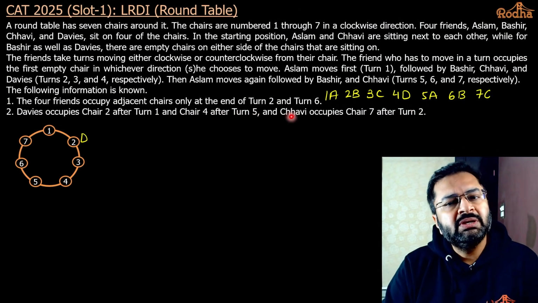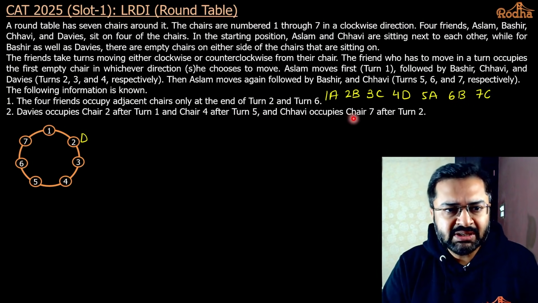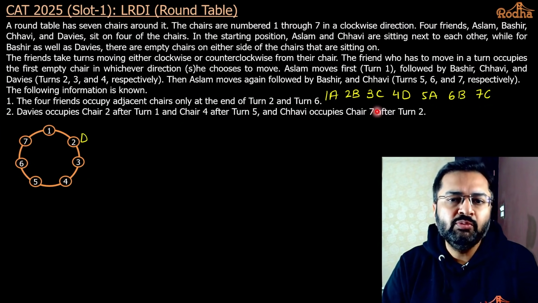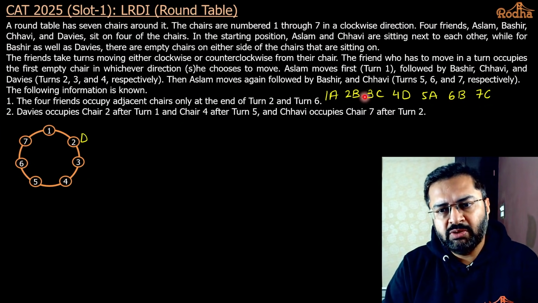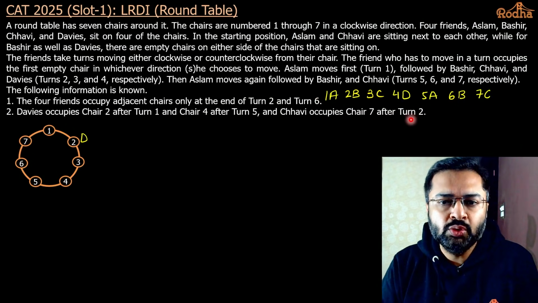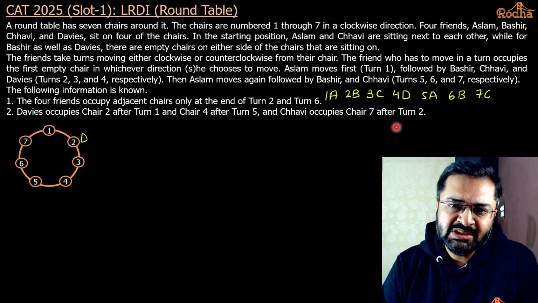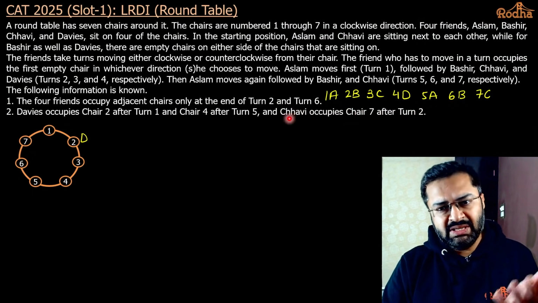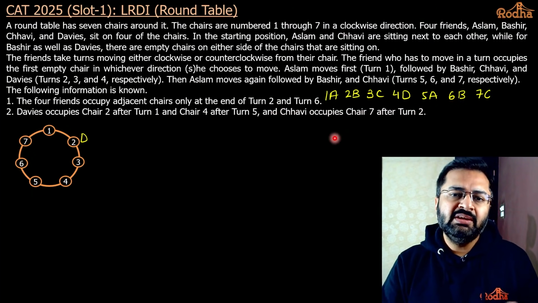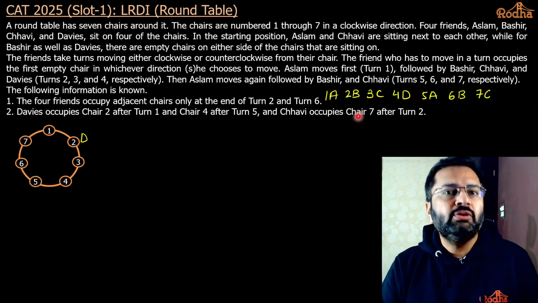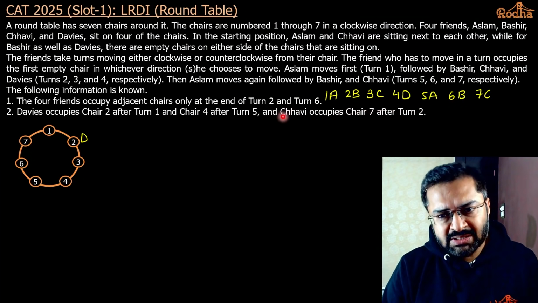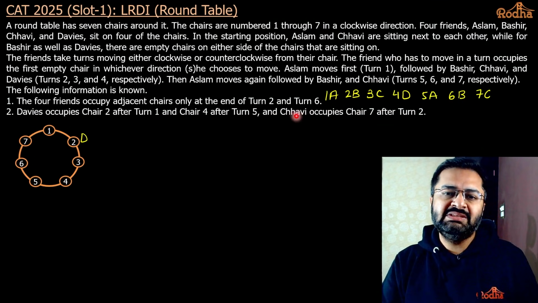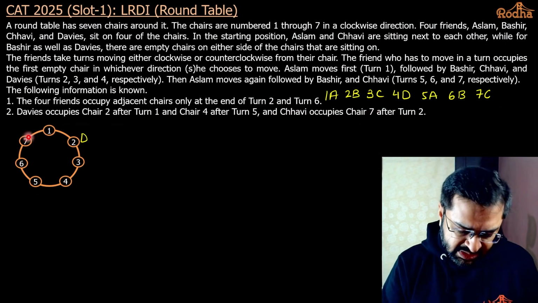But if you look at this one, Chavi, C occupies chair 7 after turn 2. Now, when is the first time Chavi or C made any movement? It is this third turn, and this is the number of turn, first turn, second turn, third turn. So this is turn 2. So C occupies chair 7 after turn 2 means C must have started with chair 7 only. It means that C would be at 7 initially also. There is no other way, because C makes the first move in turn 3. So C at 7 after turn 2 means C at 7 initially also. So we can put this as C.